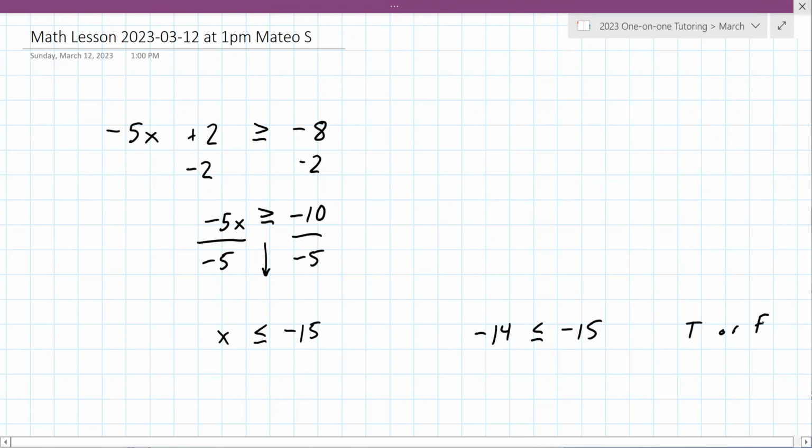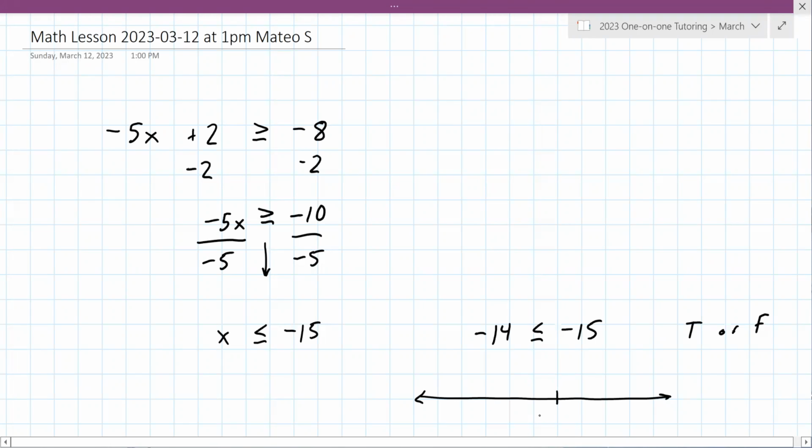To answer this, you may want to make a number line. You may not. There is no partial credit here, so I'll take your first answer. That's true. Okay, so a number is less than if it's more to the left.